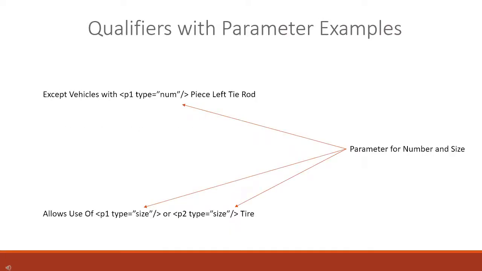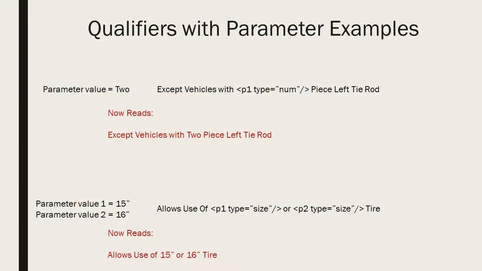Here's a couple of examples of what a qualifier may look like if there are additional parameters required. On this first example, it will read, except vehicles with some number piece left tie rod. So it may read something like, except vehicles with 2-piece left tie rod. Or some qualifiers may be compounded, such as the one that's listed second. This would read something like, allows use of 15 or 16-inch tire. So here we can get very, very specific about certain sizes in this qualifier.